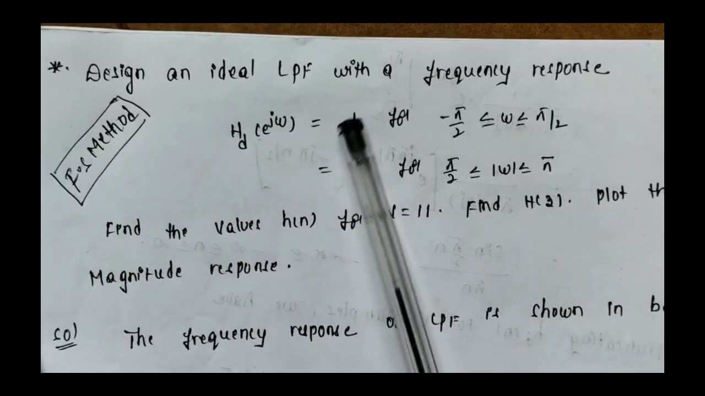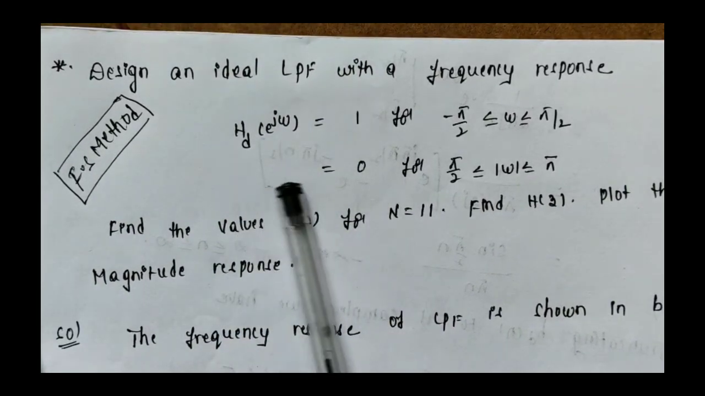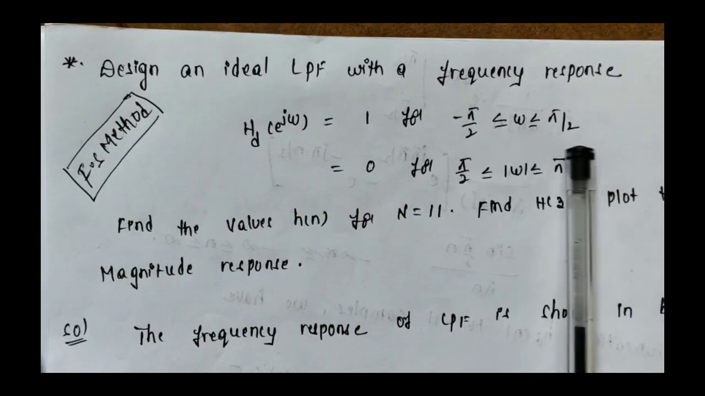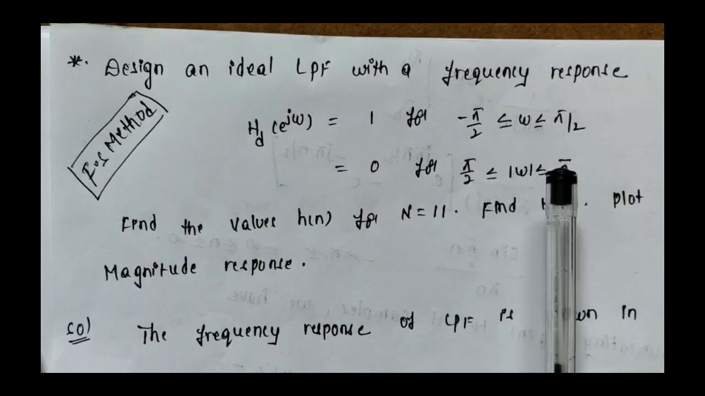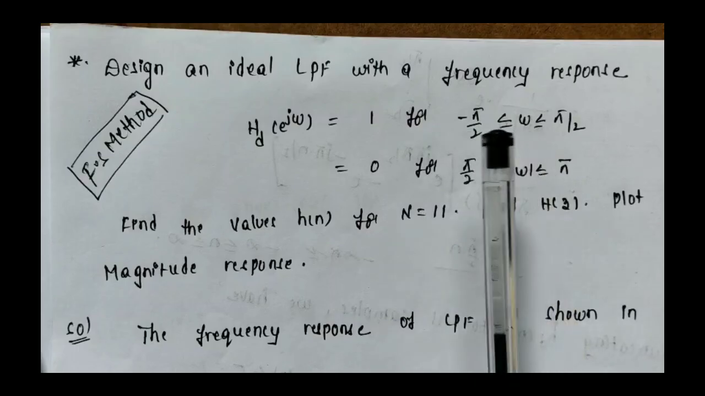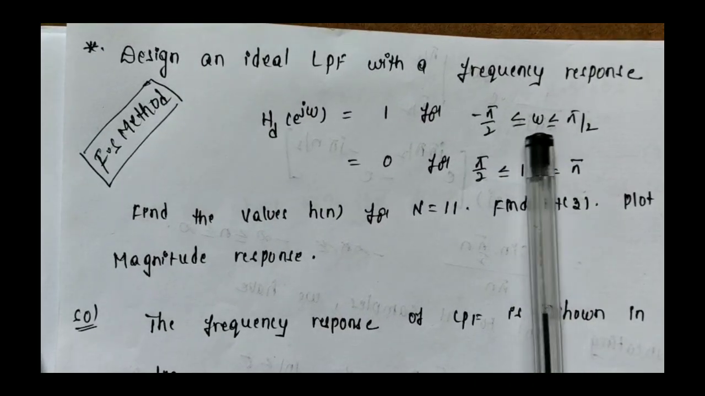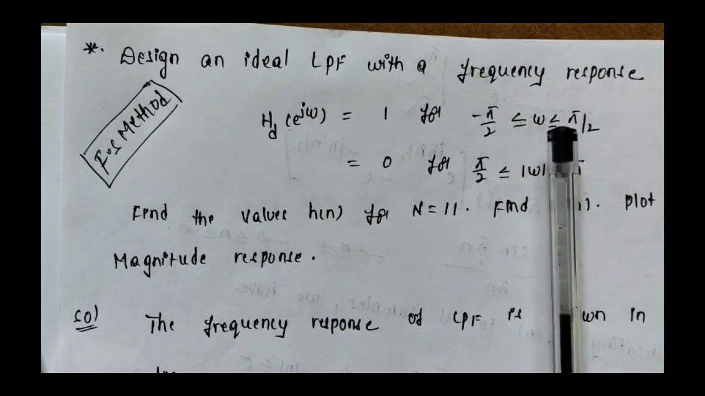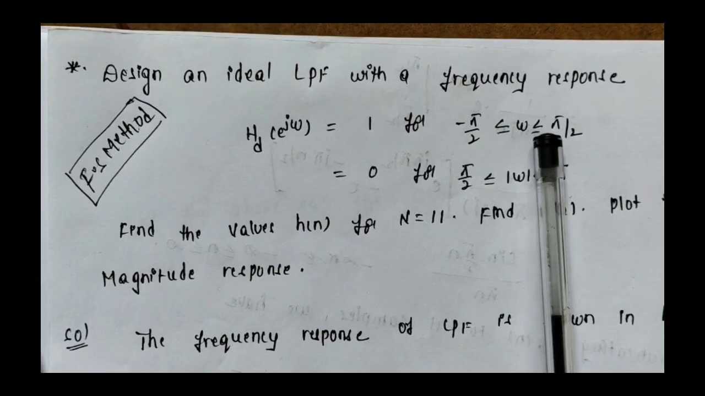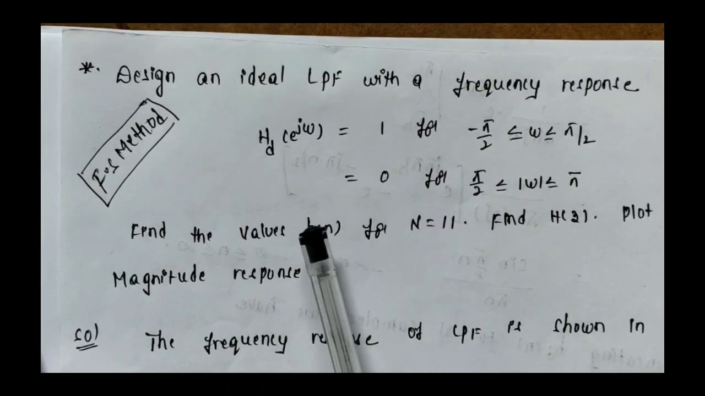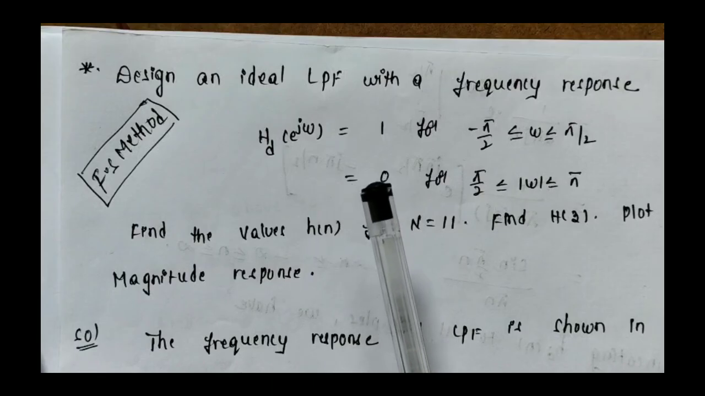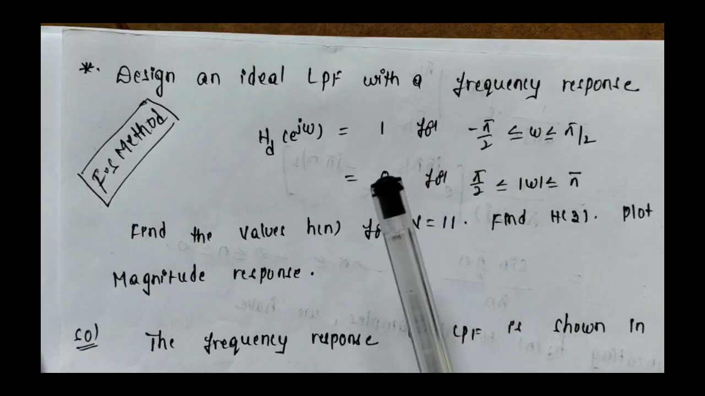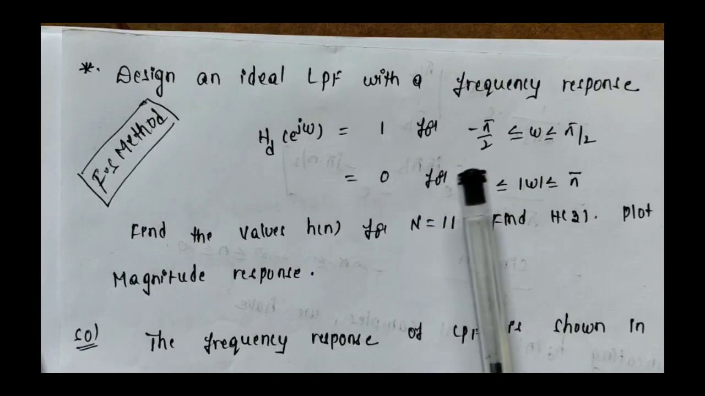Whenever the question gives these ranges, you have to observe them. This is an important tip when solving the questions, and it will be very useful for students. If you observe these ranges and are able to plot the frequency response graph accordingly, then it will be very useful for determining the filter coefficients. That's why you should pay concentration on this.